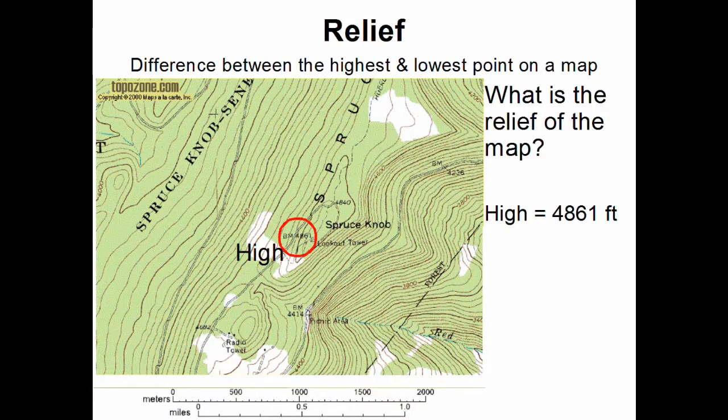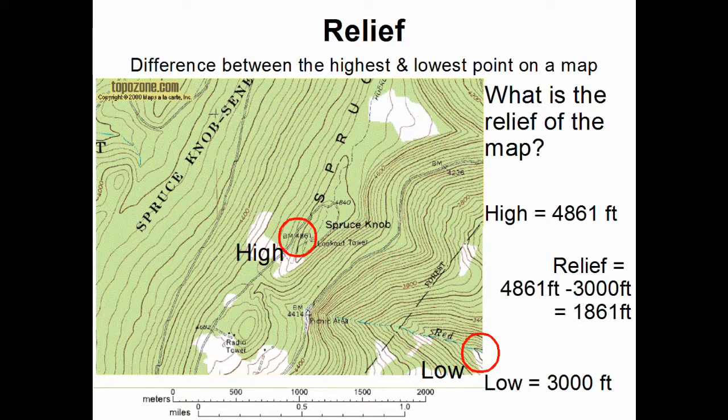But what about the lowest point? Well, the lowest point is easy to find if you follow water. Water flows downhill, and there's not too many rivers on that map. There's one in the upper left-hand corner and one in the lower right-hand corner. The one in the lower right-hand corner appears to be lower than the one in the upper left-hand corner, so we use this as a low point. Again, there's an index contour line showing, and that is our low point at the 3,000 foot index contour.